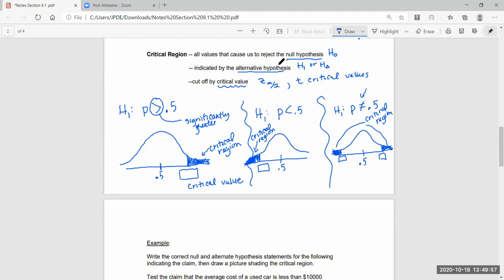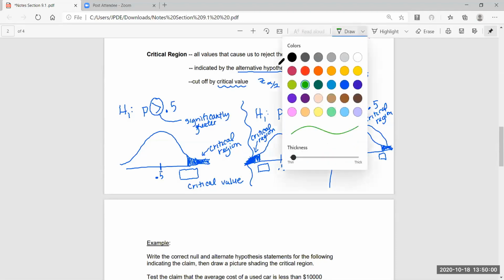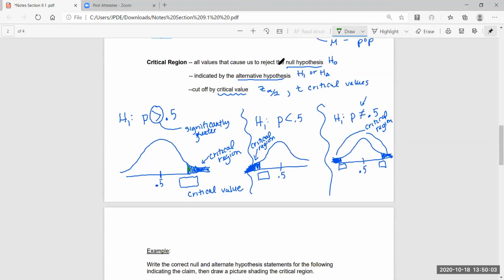When we look at these pictures, you'll notice this picture here has one critical region. This is called right-tailed in terms of the hypothesis test. This one's called left-tailed. And this one, it has two tails with the not equal, so we call it a two-tailed test. And we're going to build on that. Again, it's a lot of new materials. We're taking it step by step.